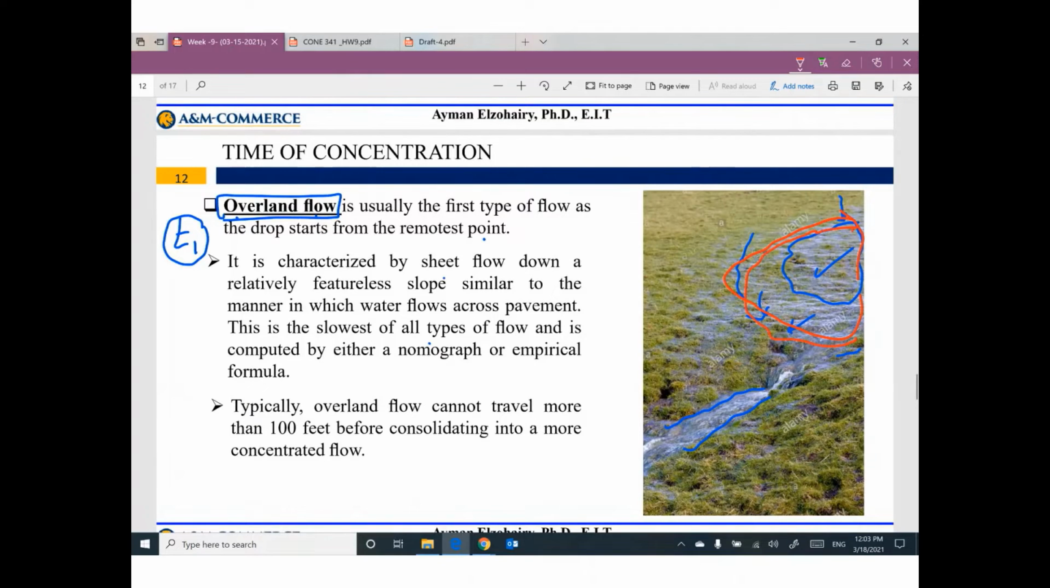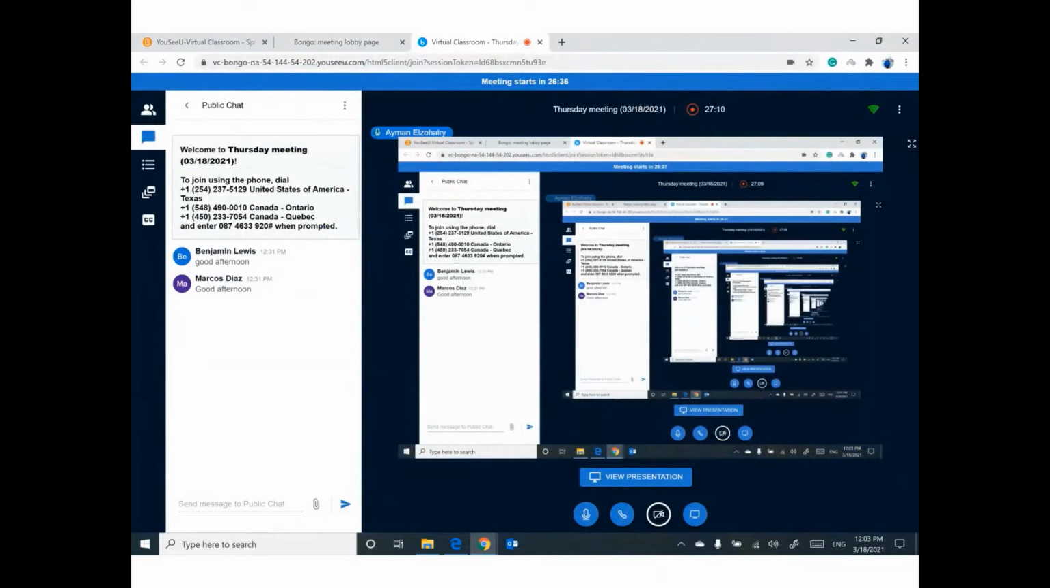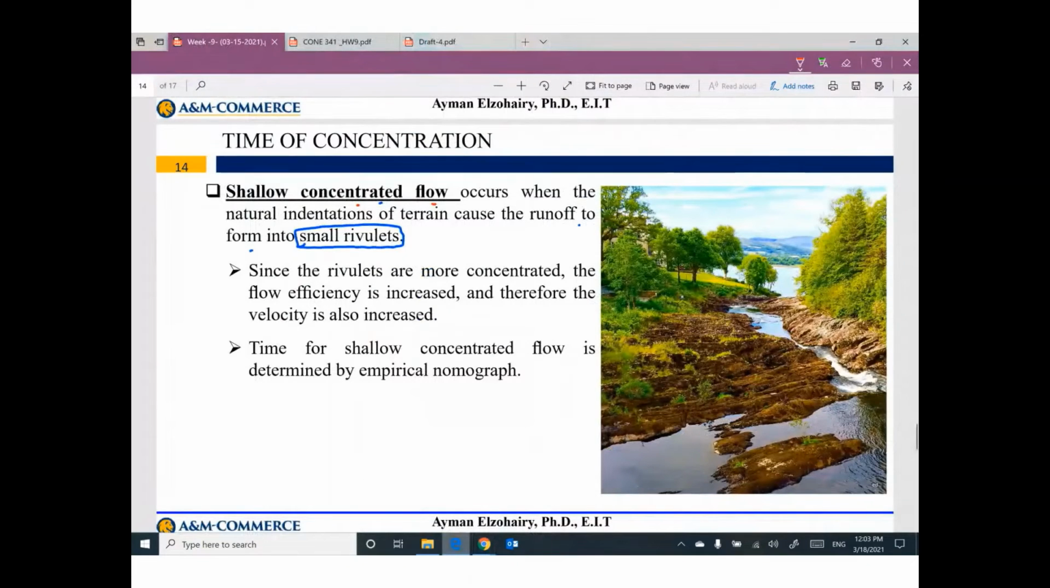That makes sense? During this area of land, we have overland flow, which looks like this flow. After this area, small rivulets will be created. So we have another type of flow, which is called shallow concentrated flow. Before going through shallow concentrated flow, any question so far? Guys, do you have any question so far?